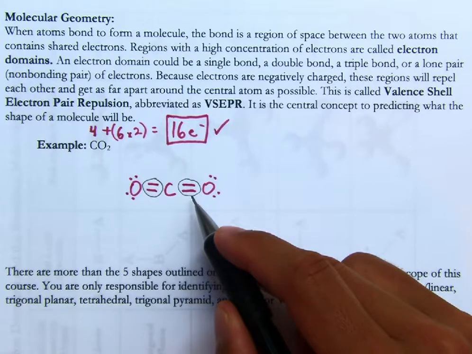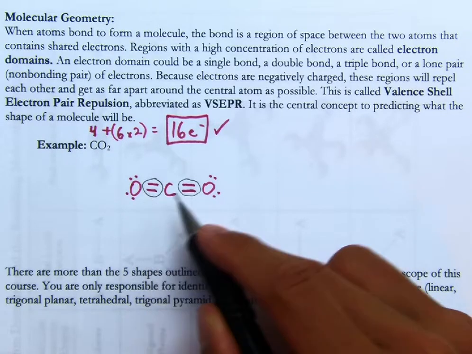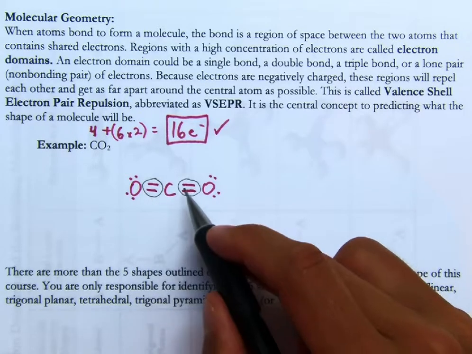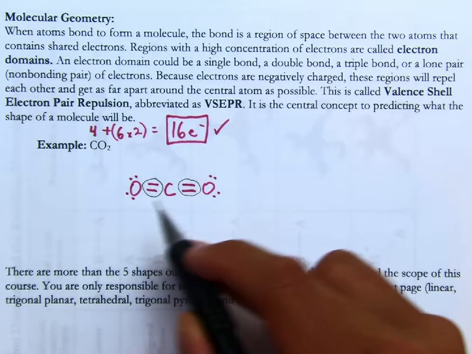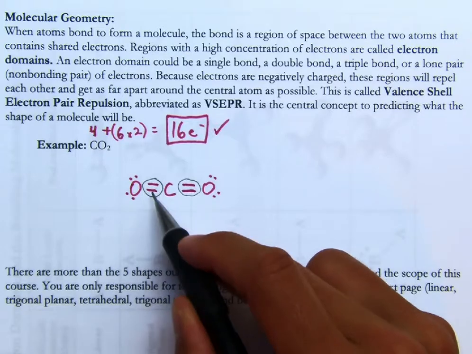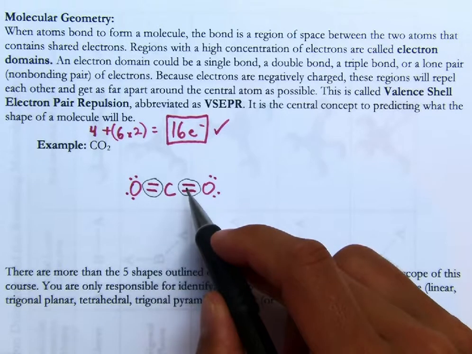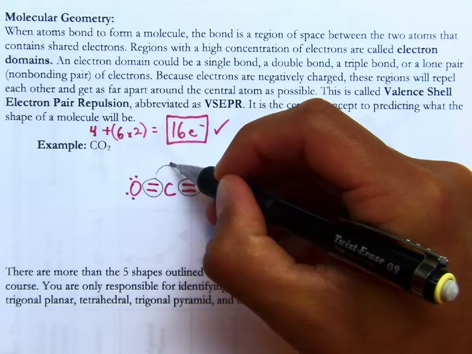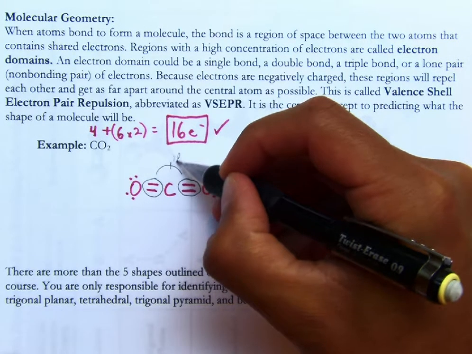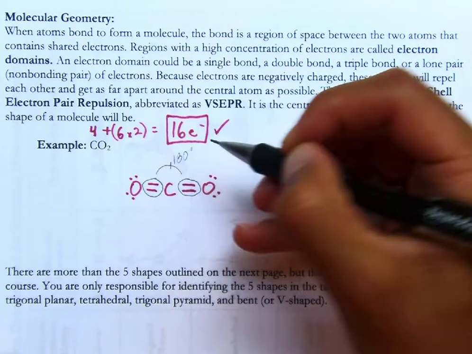Those two domains are going to get as far apart as possible, because this is a region with a bunch of negatively charged electrons, and this is also a region with a bunch of negatively charged electrons. So they're going to repel each other. And as far apart as they can get is on opposite sides with 180-degree bond angles.